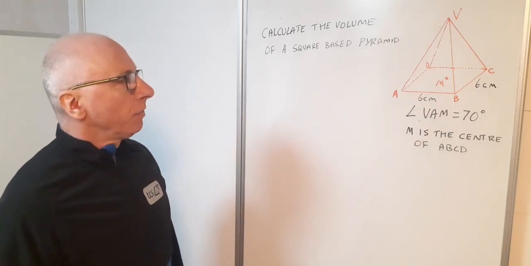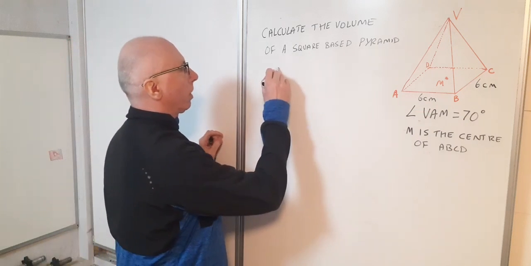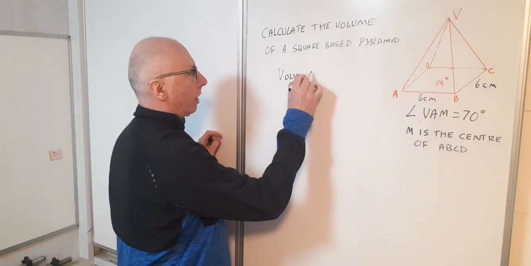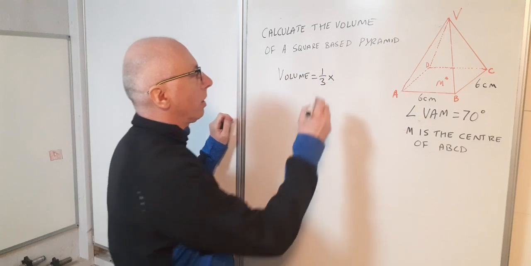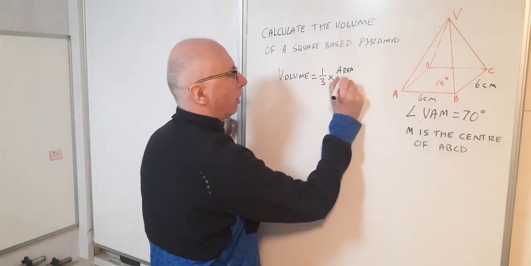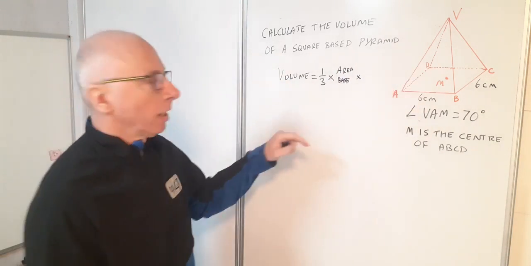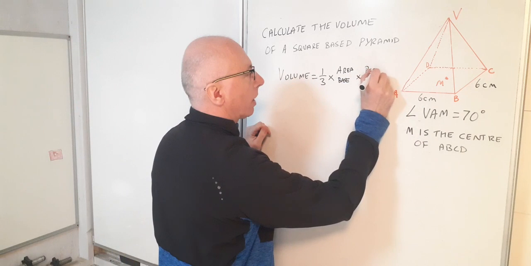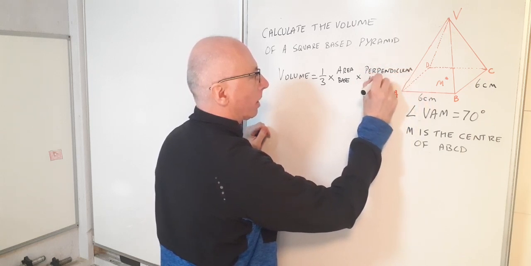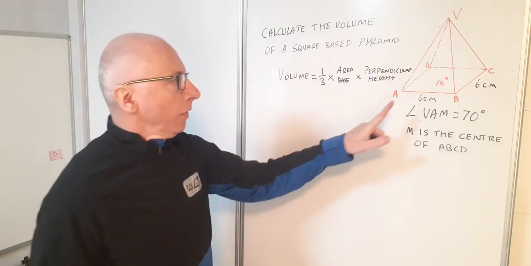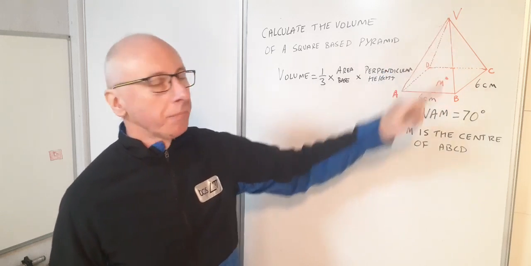Now, to calculate the volume of a square-based pyramid, what we need is our formula first. So volume equals 1/3 times the area of the base. So I write area of the base, just write it like that. And we also need the perpendicular height. So perpendicular height. If it's the slant height, then that's not going to be any use to us in this formula. What we need is the point from M to V.